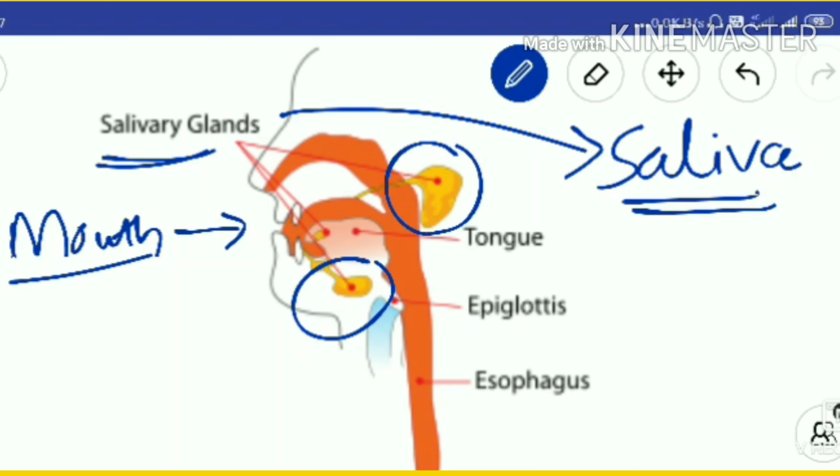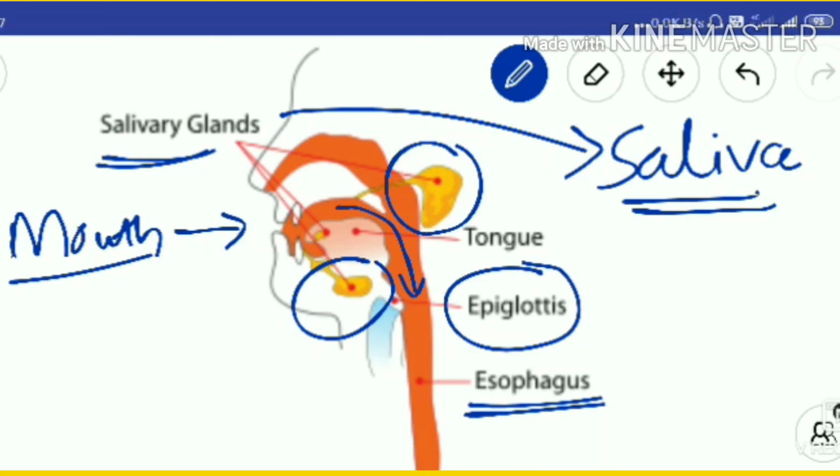Now see, soon after the mouth the next tube starts. Okay, that is called the esophagus. Already I told you, this is the esophagus. And here you can see a particular structure that is called the epiglottis. What is epiglottis? It's a very beautiful structure. You see, epiglottis is a thin flap which is present at the junction here.